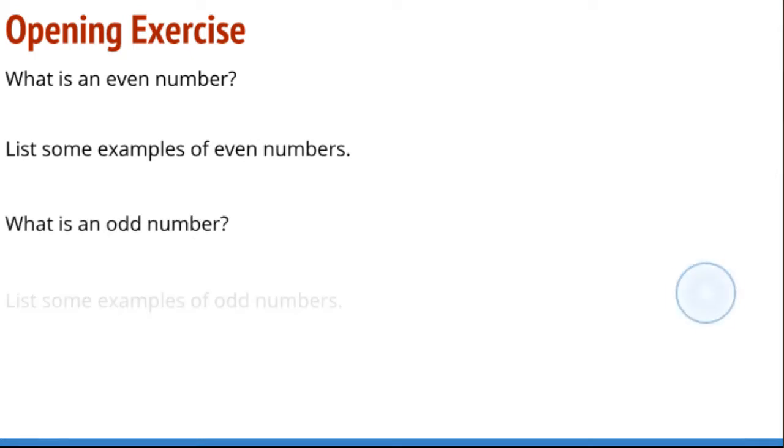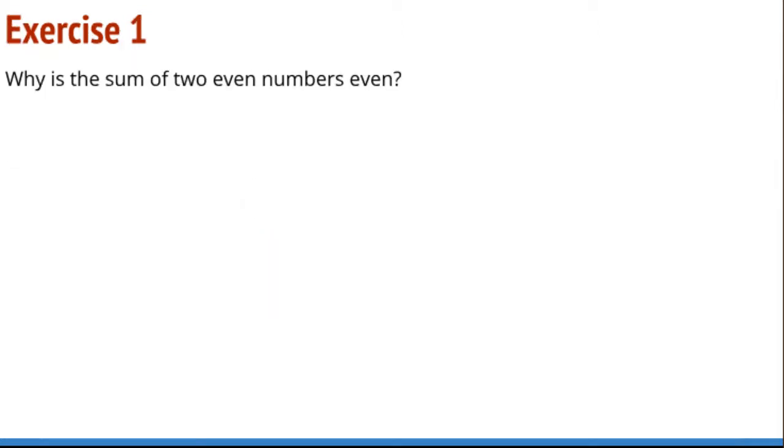All right, the opening exercises. This would be a time to pause and go through each of these questions, recording your thoughts, thinking through this deeply. What is an even number? List some examples of even numbers. What is an odd number? List some examples of odd numbers. And once you've done that, go ahead and move on to exercise 1.